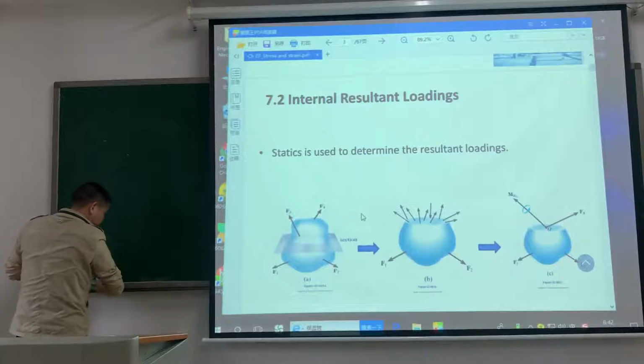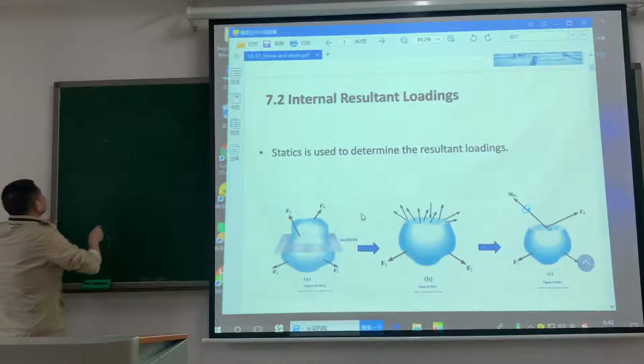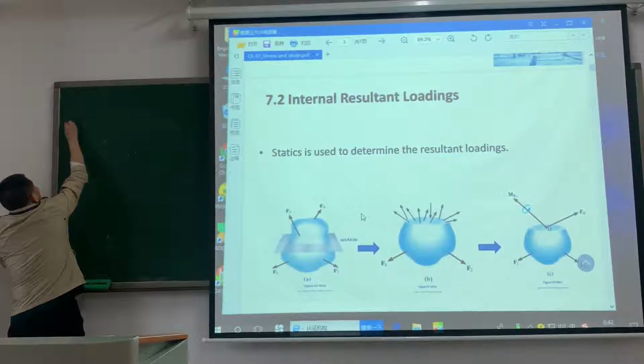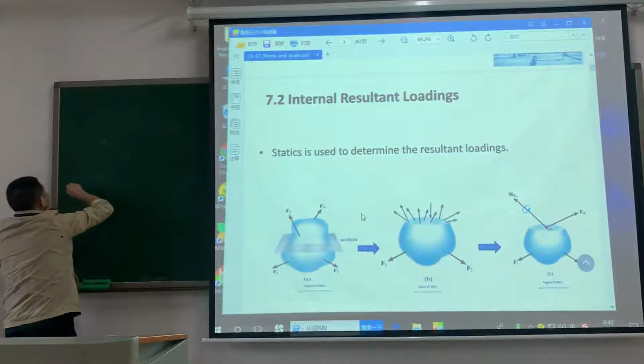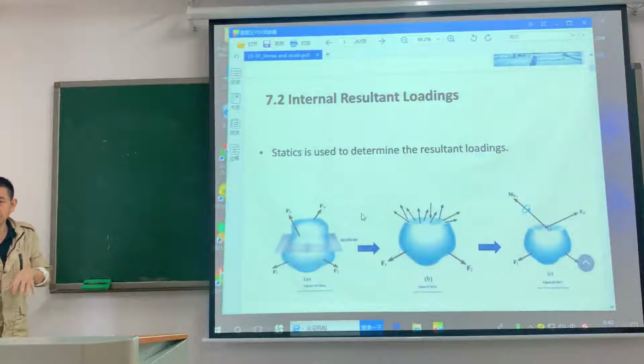Because statics is to find the forces. How to find the forces? I have to introduce the method. It's not my job, but because you don't know, I have to introduce it. I repeat it. It's the procedure, how to find the forces acting on a member.